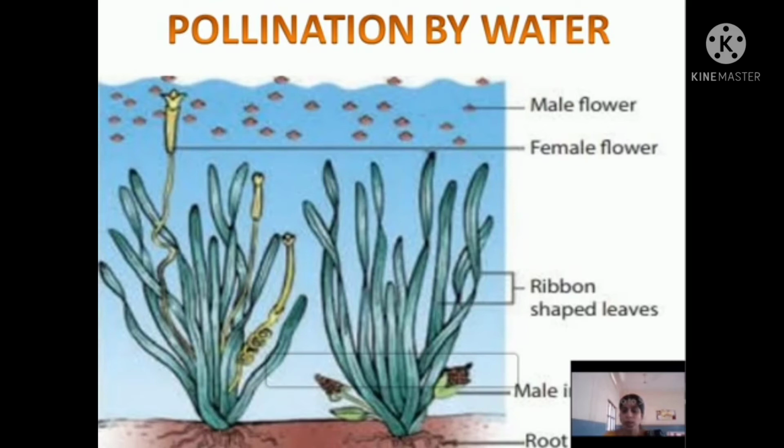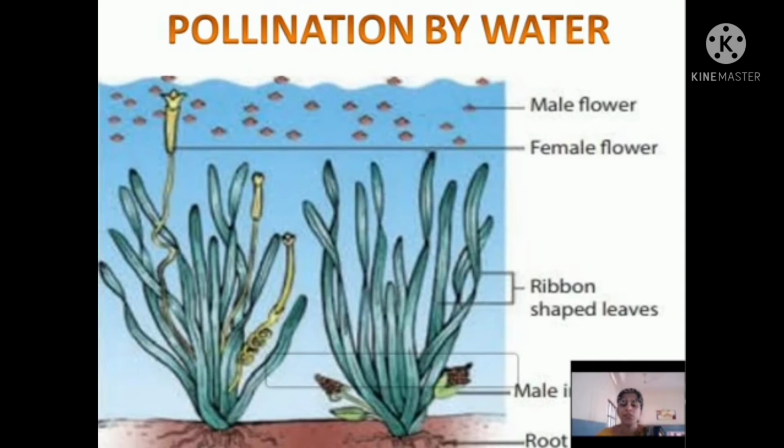Most aquatic plants are insect pollinated, with flowers that emerge from the water into the air. One example is given in your textbook in the case of Vallisneria. See how the pollination occurs in Vallisneria. Pollination in Vallisneria is achieved with the help of water. In Vallisneria, the female flowers are submerged in the water.